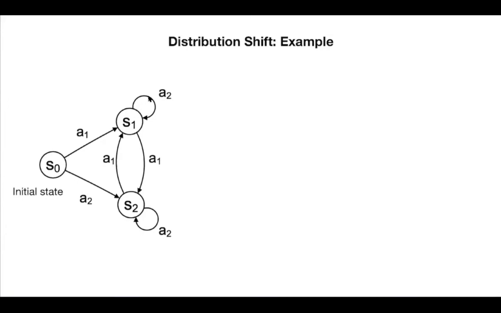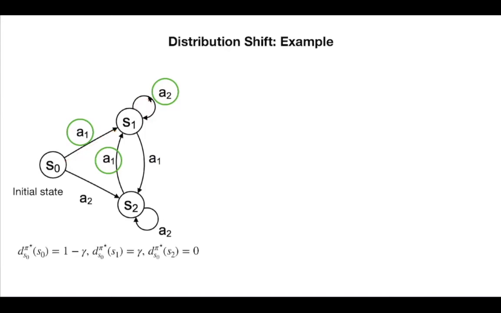Now let me tell you the expert policy. The expert picks A1 at S0, picks A2 at S1, and picks A1 at S2. So in other words, if you start from the initial state, the expert will just go to S1 and then self-loop forever. The expert trajectory is very simple: it just moves from S0 to S1 and then stays at S1 forever. In fact, the expert will never visit S2 because it doesn't need to. Everything is deterministic.